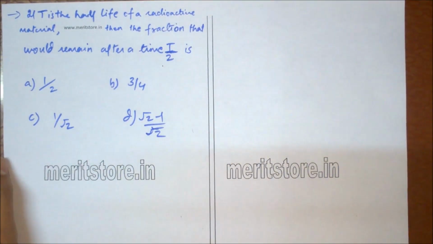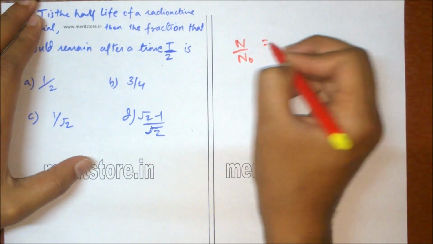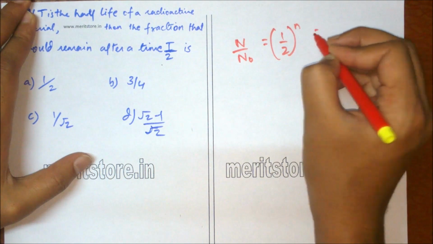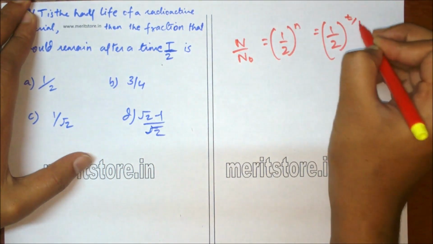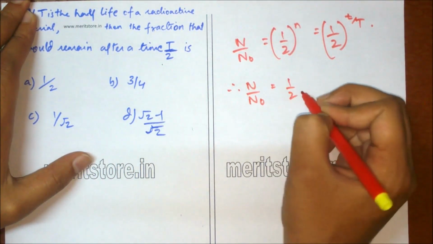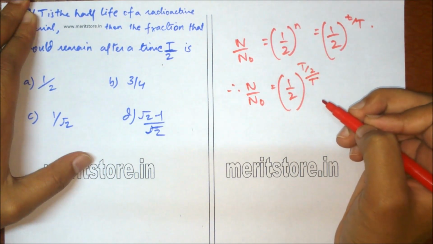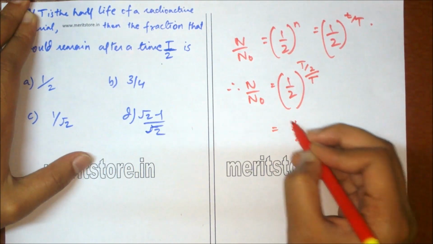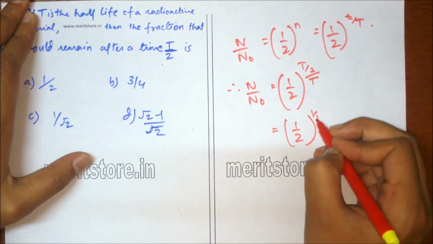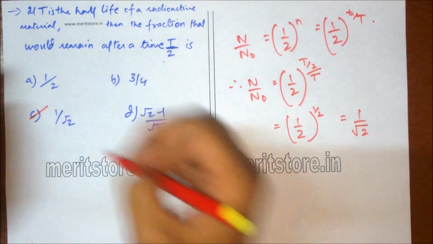If T is the half-life of the radioactive material, then the fraction that would remain after time T by 2 is? Fraction remaining after n half-lives can be written as N upon N0 is equal to half raised to n. Half raised to small t by capital T is the natural formula. So N upon N0 is equal to half raised to time t by 2 divided by the original half-life. We can write this as half raised to half, which is 1 upon root 2. Option C is the correct answer.